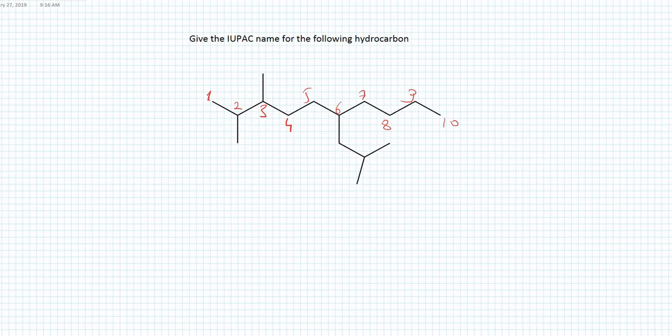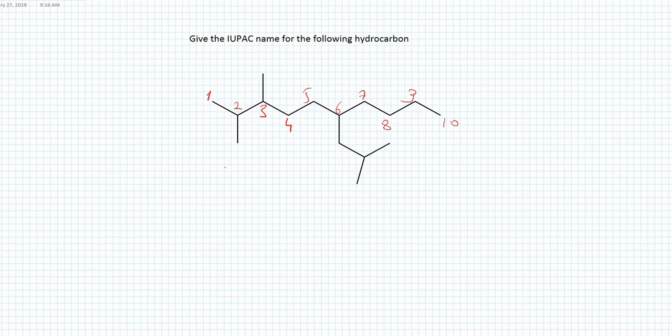Why did we start from the left end for the numbering? Because if we start from the left part, the first substituent, the first branch, is at the second position. However, if we start from the right end, the first branch will be, let's count, 1, 2, 3, 4, 5, in this position. So the rule says that we have to start from the end nearer the first branch. So the second position is the first branch. That's the reason why we start from that end.